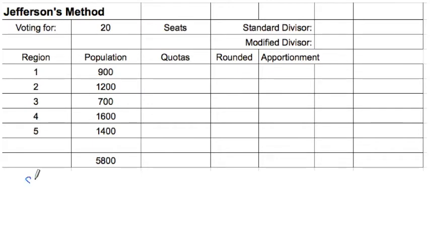Alright, so the standard divisor is going to equal, now in this case, the population is 5,800 total population, and you're going to divide by how many seats are available, and it's a little bit bigger now, it's 20 seats. So 5,800 divided by 20 seats is 290. Now what's going to happen is we're going to take each one of these numbers and divide it by 290.